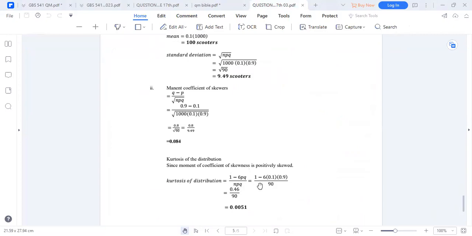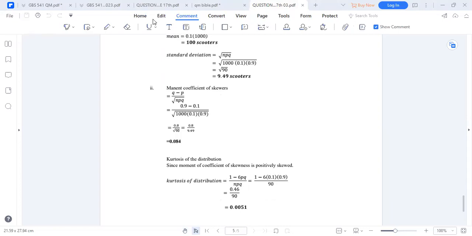Our NPQ, just squaring this number, our NPQ was 90, which is our variance. So 90 there, then 1 minus 6PQ. Our P is 10%, our Q is 90%, multiply by 6, subtract from 1, you get 0.051. So this is the answer. I repeat, there's a kurtosis, which is in this case called the moment coefficient of skewness.